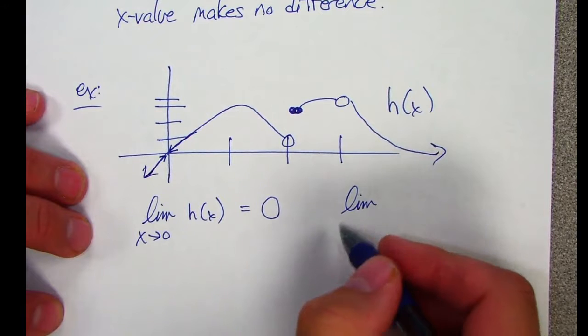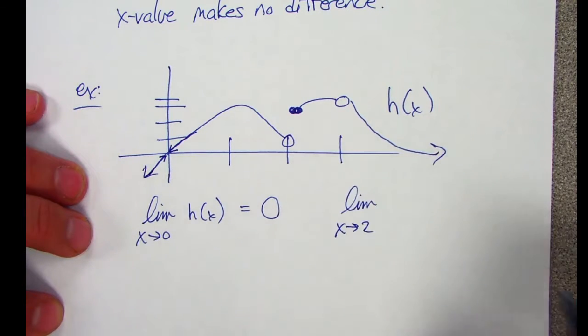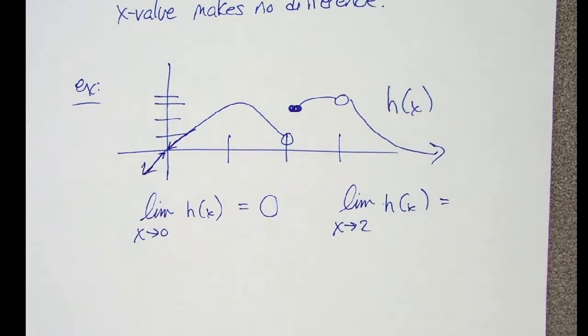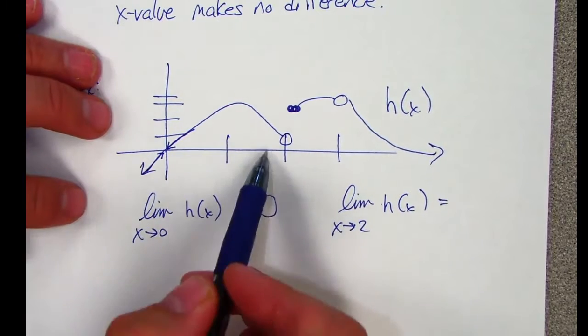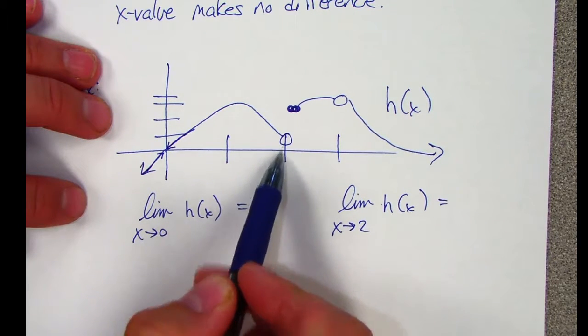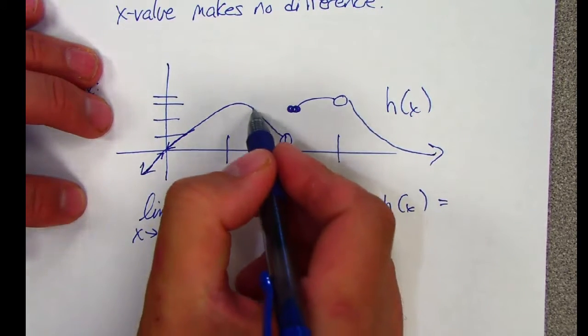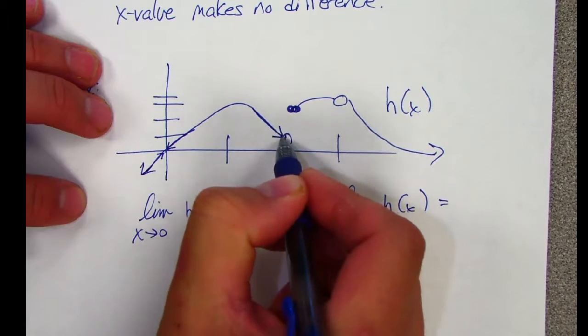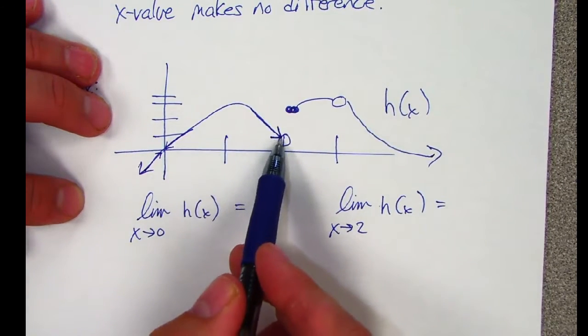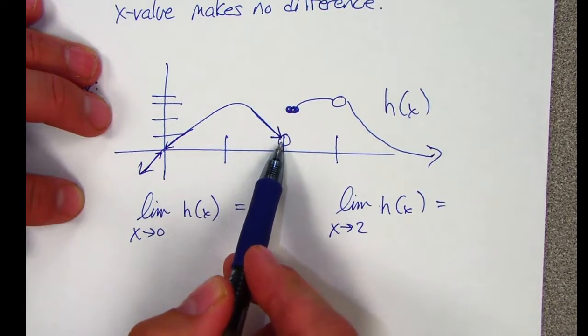Let's say I asked you for the limit as x approaches 2 of h of x. So we got a different situation here. As x approaches 2, if I come to an x value of 2 from the left-hand side, I'm on this road over here, and that is pointing towards a y value of 1.